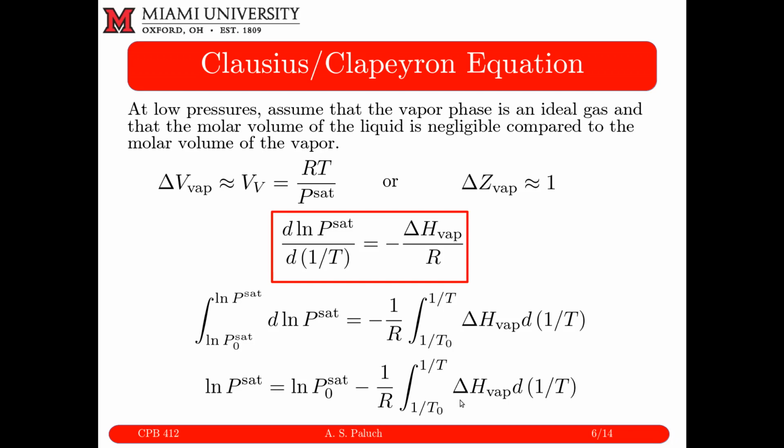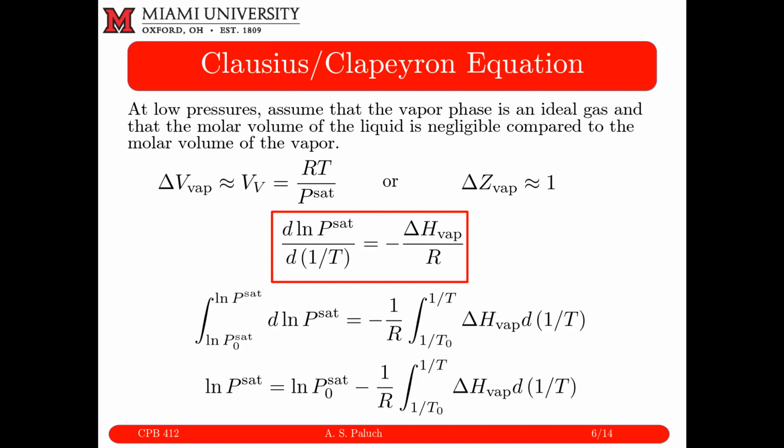Going from Clapeyron to Clausius-Clapeyron, Clausius-Clapeyron just makes some assumptions to simplify the equation. The first main assumption is that we're at low pressures, so we're removed from the critical point, so that the vapor phase can be assumed an ideal gas, and that the molar volume of the liquid is negligible compared to the molar volume of the vapor.